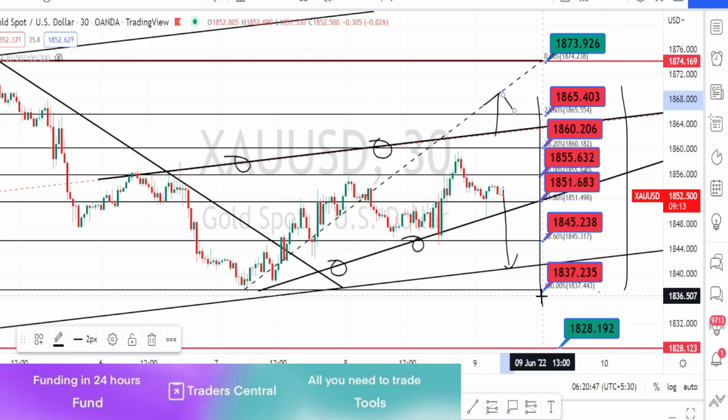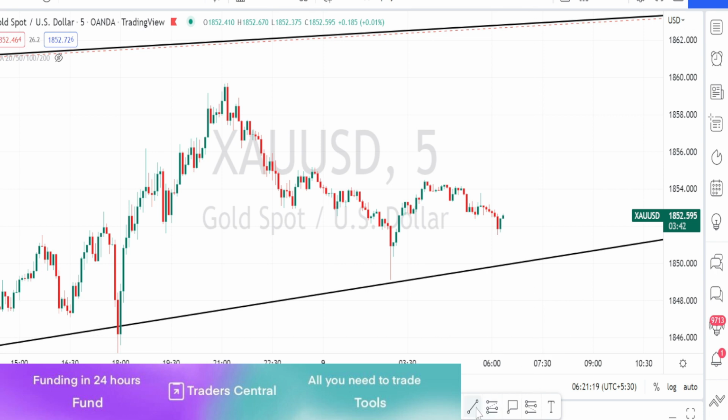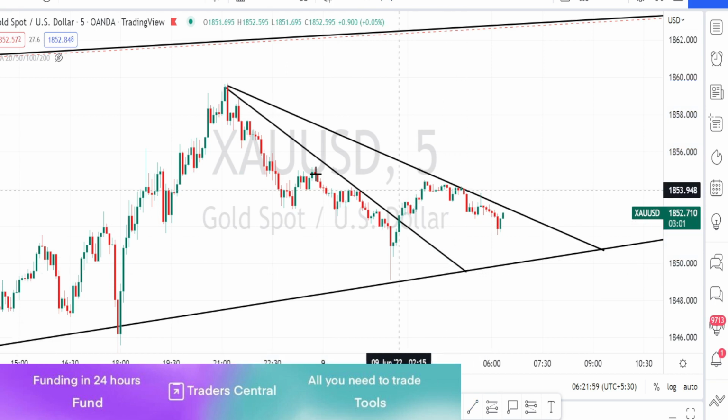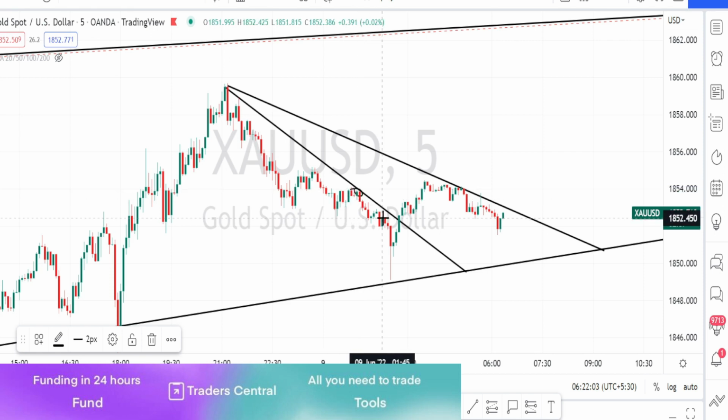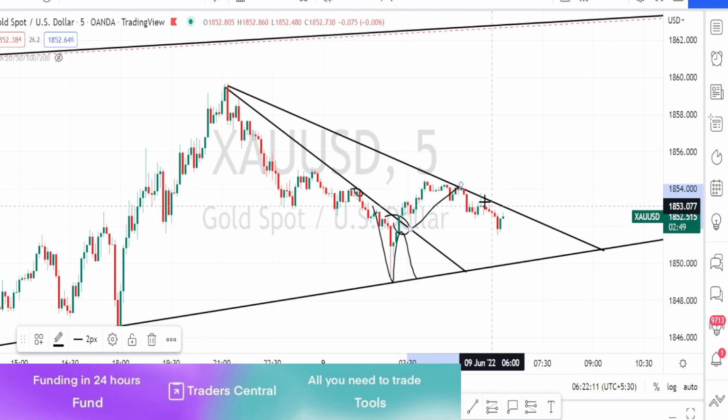Let us do the analysis in 5 minutes time frame. I'm in 5 minutes time frame. In 5 minutes time frame, I'm drawing a resistance line or a trend line. So from this resistance line, we can understand that previously it was respecting this resistance line and was trading on a bearish side. It gave breakout from this resistance line and went on a bullish trend, and currently it is trading below this resistance line or trend line.